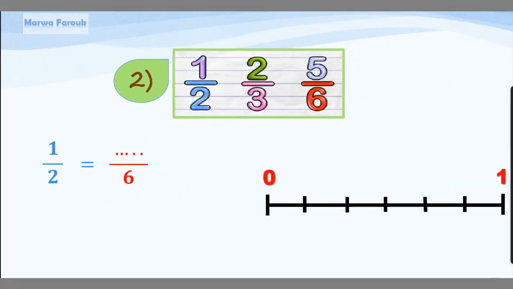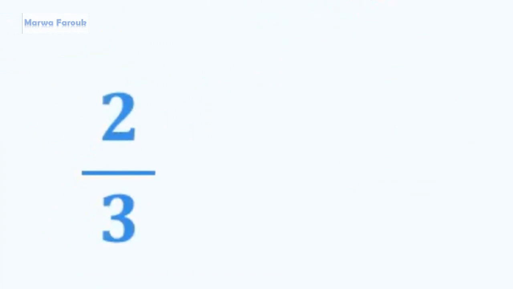Excellent. So we got what? We got 3/6. The numerator is 3. I will count 0, 1, 2, 3, and I will put my fraction, which is half. I will take the original fraction here, which is half. Okay, let's see the next one. 2/3. I have 2/3.